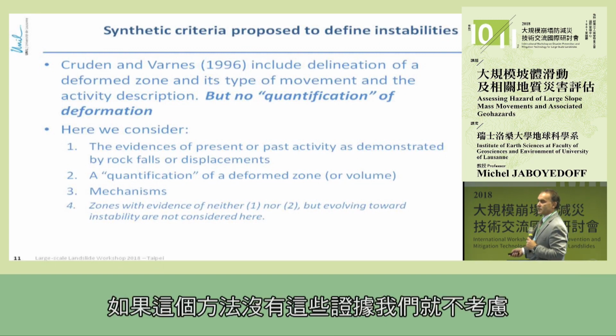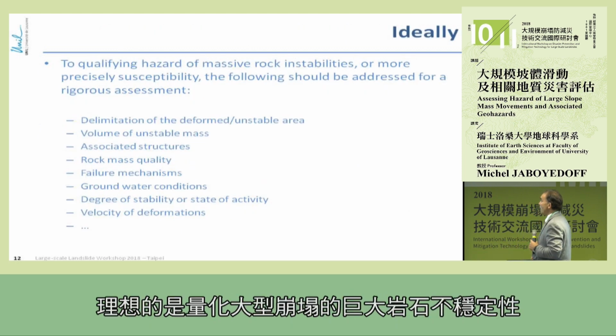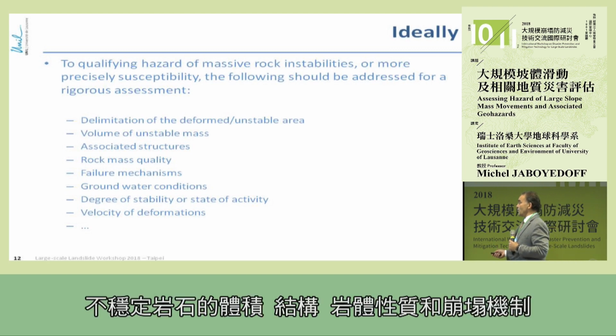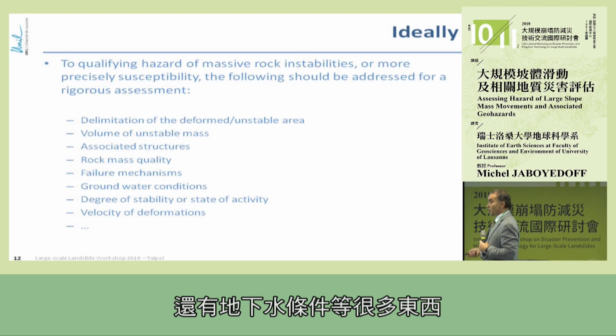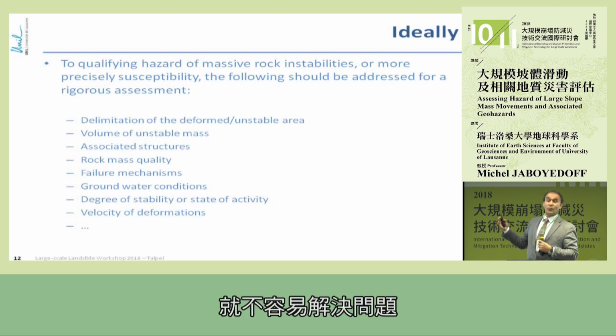If we don't have this evidence, we don't address the problem, if we don't have condition 1 or 2. So ideally, to quantify hazard of massive rock instability, of large landslides, we need a lot of information, such as the mapping, the unstable volume, the structures, the rock mass quality, the failure mechanism, the groundwater condition, and so on, which is a lot of things. But it's not easy to address that if you don't have a lot of money.